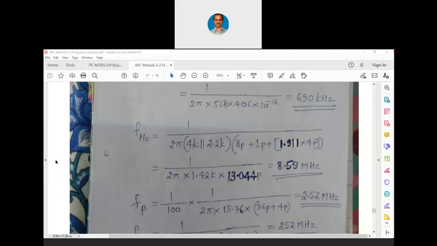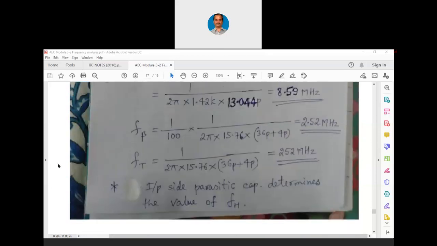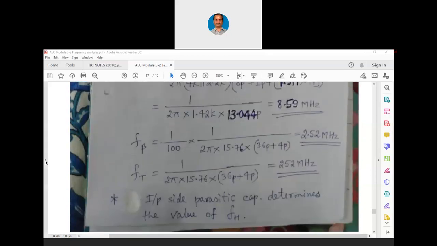Let me proceed now. Now, this exercise indicates that the input side's parasitic capacitance determines the value of the upper cutoff frequency, or FH, that I have discussed till now, that is 690 kilohertz.